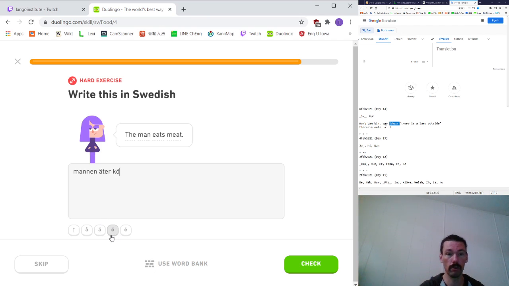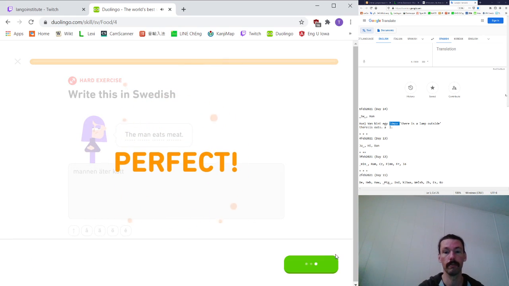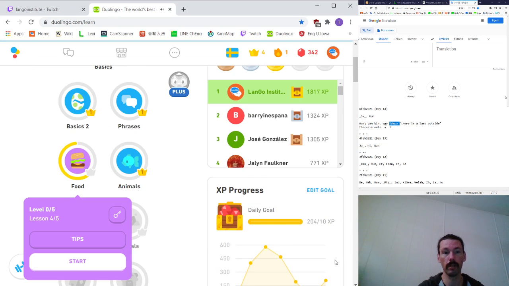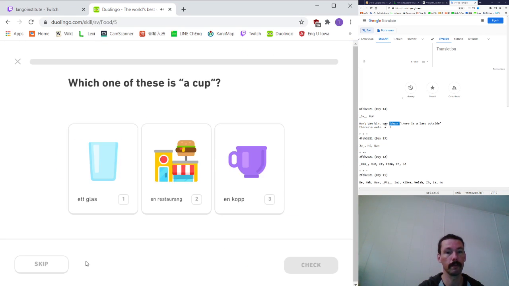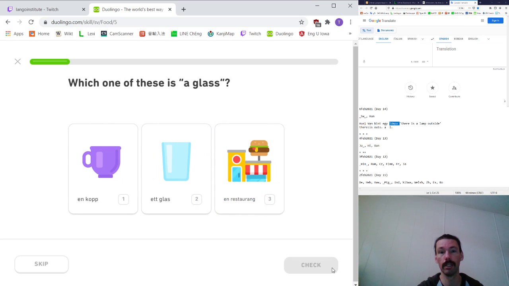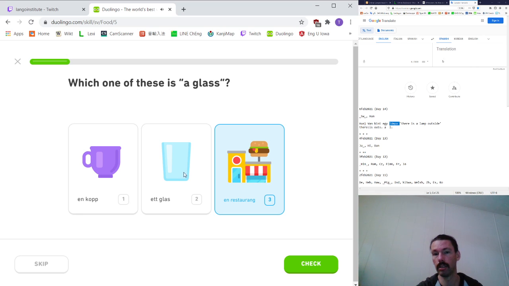K softens or gets relaxed into a sh before certain vowels. Kyckling, also with the vowel spelled Y, same effect. En kopp. We should listen to that one. I think in this one the a sound is going to be longer, glas, than in the word ice cream, glass. Ett glas. Glas. En restaurang.